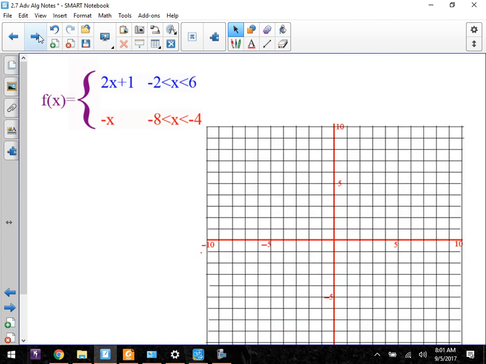All right, let's try a different one. Change it up a little bit with the domain. Now the domain is a little weirder now.